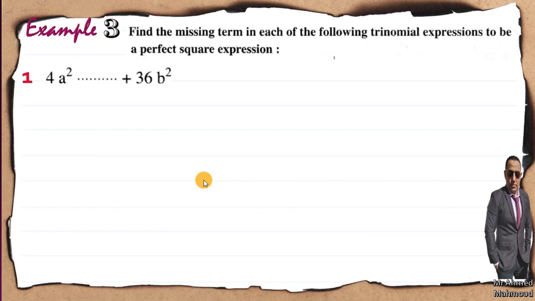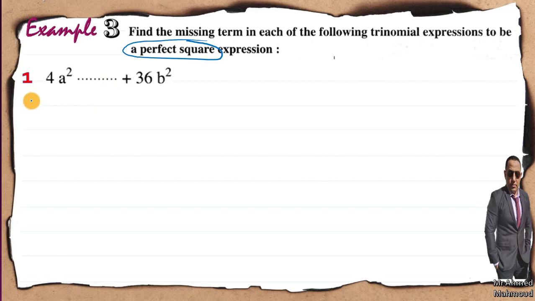Find the missing term in each of the following trinomial expressions to be a perfect square. Here you have to note something: he wants a perfect square, so use the previous rules, the rule of the first, the rule of the middle, the rule of the third. Here in this example, the missing term is the middle.